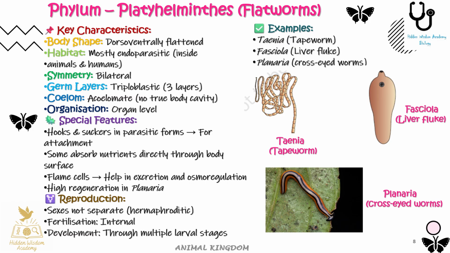Parasitic forms have hooks and suckers for attachment, and some absorb nutrients directly through their body surface. Flame cells help in excretion and osmoregulation. Planaria shows remarkable regenerative ability. Flatworms are hermaphroditic, with no separate sexes. Fertilization is internal. Their development occurs through multiple larval stages. Examples of platyhelminths include Taenia, commonly known as tapeworm, Fasciola, also called liver fluke, and Planaria, often referred to as cross-eyed worms due to their eye spots. Refer to the images for clarification.